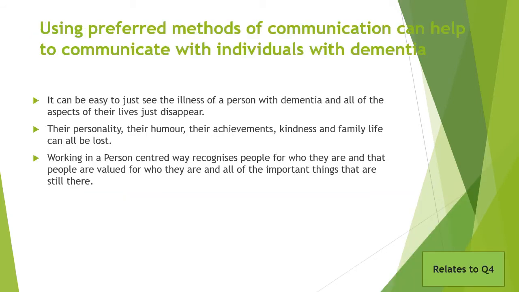So we're now going to look at some slides relating to question number 4. It can be quite easy to just see the illness of a person with dementia and all the aspects of their life just disappear because you're just focusing on the illness. The personality, their humour, their achievements, kindness and family life can be lost, again, because you're just focusing on the dementia. Working in a person-centered way recognizes people for who they are, and that people are valued for who they are and all of the important things that they still are.